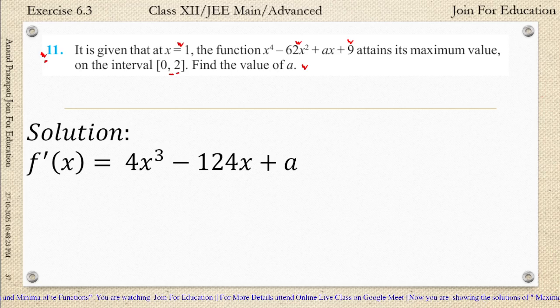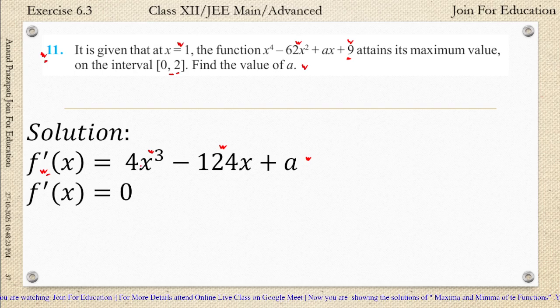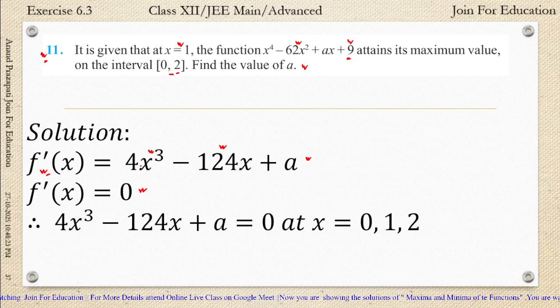So the first derivative of the given function will be 4 into x to the power 3 minus 124x plus a, and the derivative of 9 will be 0. Hope there is no problem understanding up to this step. So the first derivative of the function will be 0 when x equal to 1, so 4x to the power 3 minus 124x plus a equal to 0.